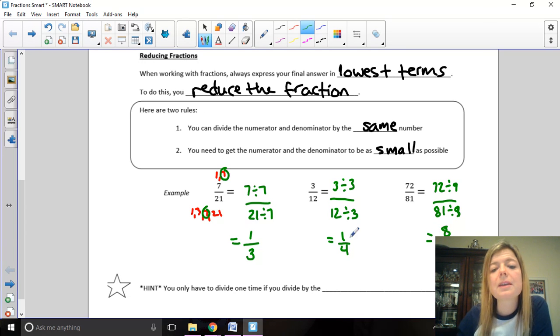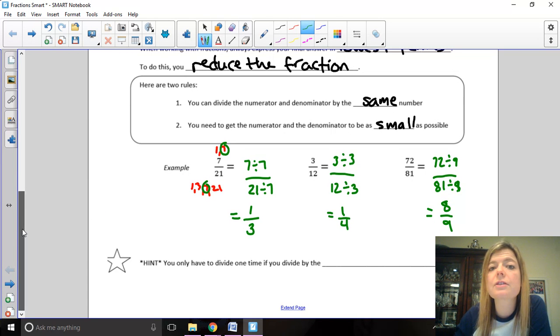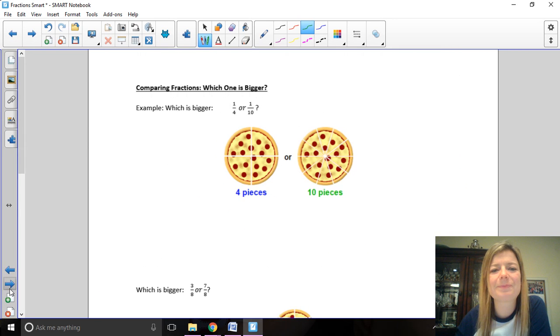Now you know something is in lowest terms if you can't divide it by any smaller numbers. So 8 and 9 have nothing in common that they're divisible by, they have no common factors, so you know that that's the lowest terms. So hint, you only have to divide one time if you always divide by the greatest common factor. And I hope you've learned about that in your elementary school.